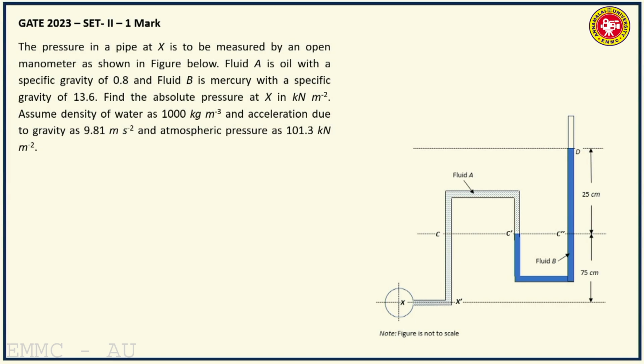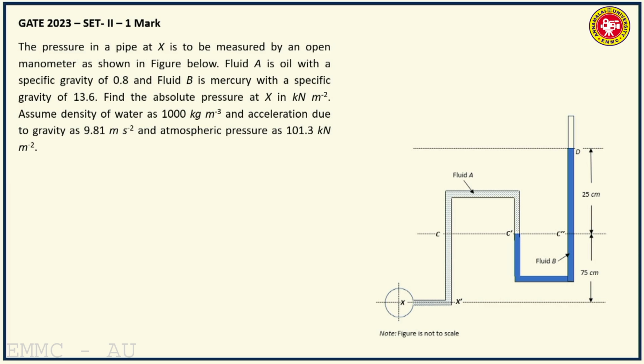So this is again another problem asked in GATE 2023 in the afternoon session, set 2 with 1 mark. The pressure in a pipe at X, say the center line of the pipe, is to be measured by an open manometer as shown in figure. Fluid A is oil, so you have two fluids. Fluid A is oil with a specific gravity of 0.8. That is the oil which is flowing through the pipeline, say. And fluid B, that is the manometric liquid, is mercury with a specific gravity of 13.6.